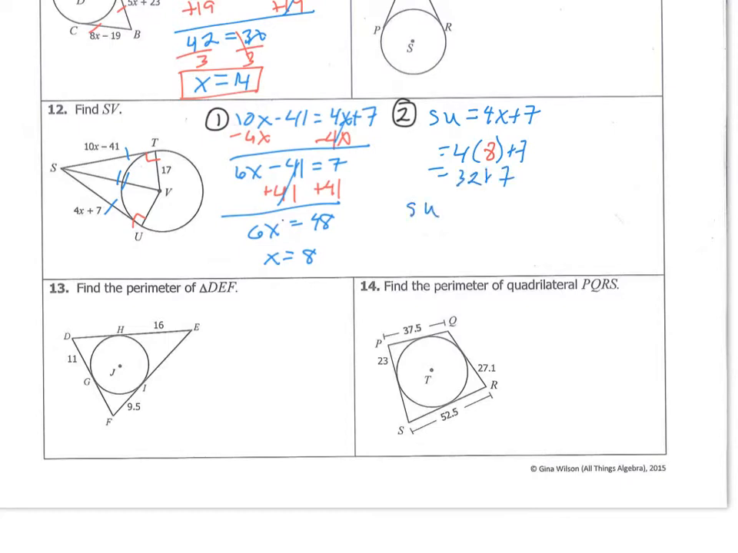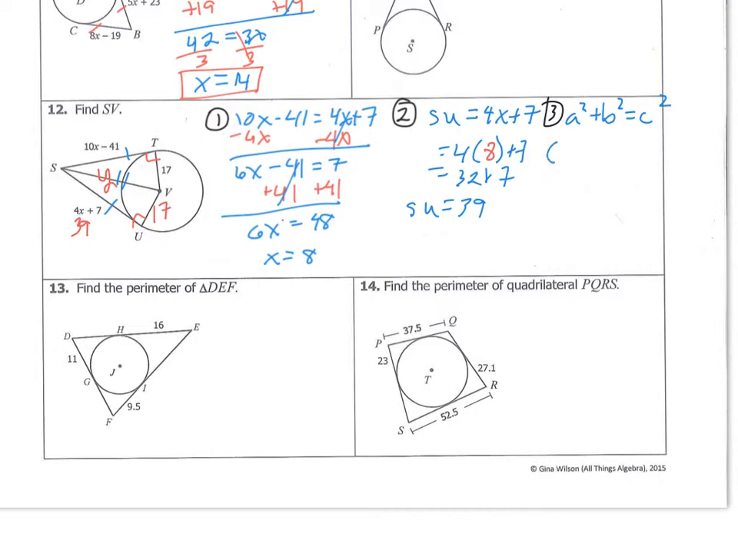So SU is a lovely 39, isn't it? So I'm going to put 39 out here. What's UV? 17. And then we're going to call this distance right here Y. And so step 3 is to use Pythagoras' theorem. A squared plus B squared equals C squared.